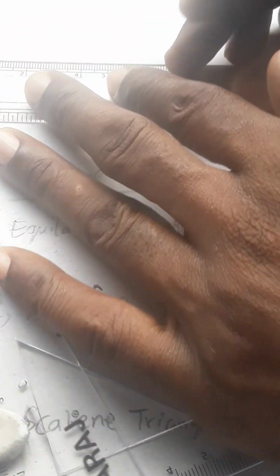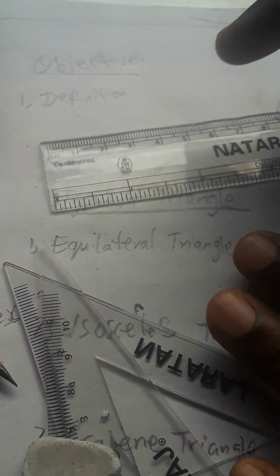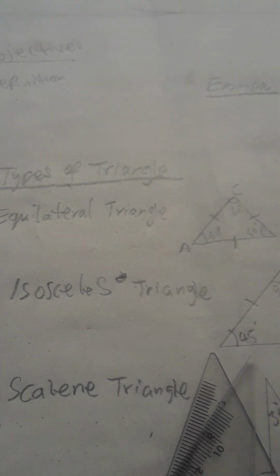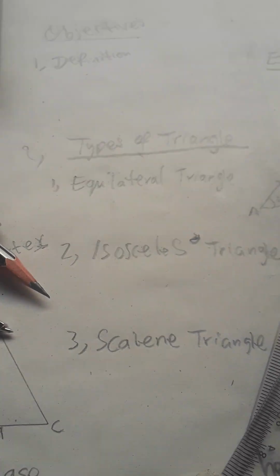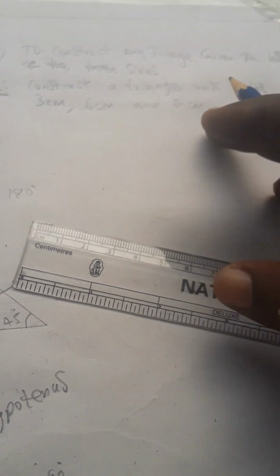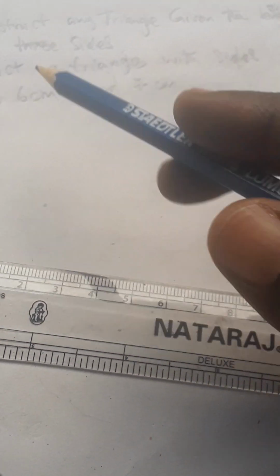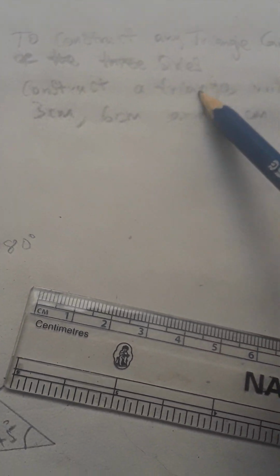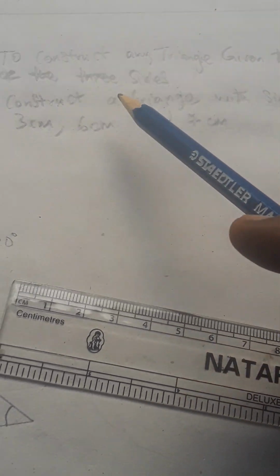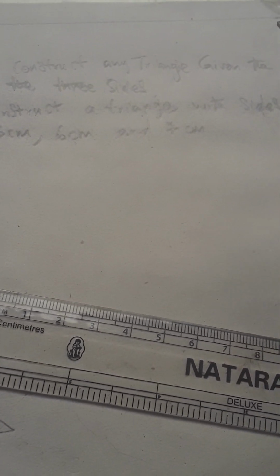We started by telling you the definition of triangles. That's number 2, types of triangle. And this time around, we want to look at construction of triangles. That's number 3. To construct any triangle given the length of the 3 sides, we have an example here where you are asked to construct a triangle with sides 3 cm, 6 cm, and 7 cm.